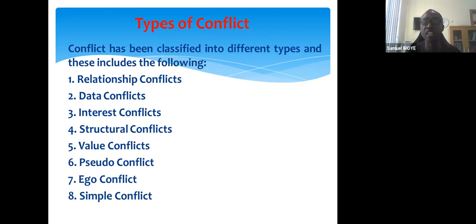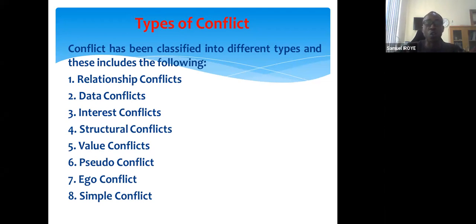Having understood this, let's quickly look at types of conflict. We have several types of conflict, and I'm going to look at them. When you go home, take time to study them. We have relationship conflict, that is conflict that comes in relationship. Data conflict, as regards information. When the information is not accurate, we say there's data conflict. Number three, interest conflict. That is, what you like is different from what I like. Number four, structural conflict.